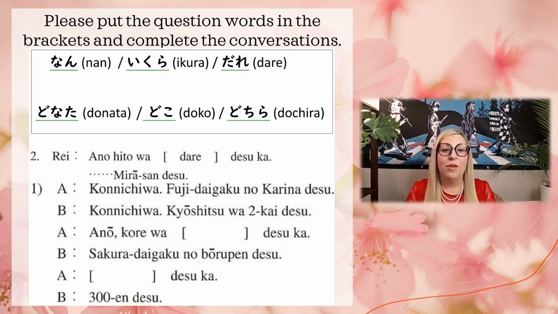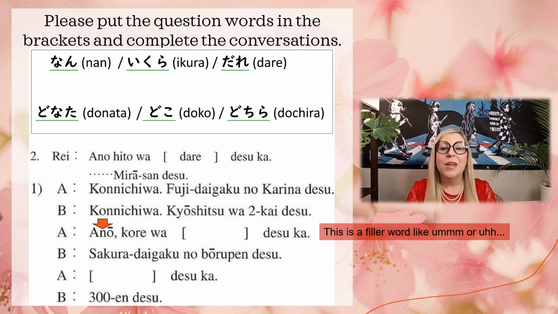Ano, kore wa blank desu ka? So the first thing to note is ano is a filler word, like a little hesitation there. So ano, kore wa nan desu ka? What is this? What is that? And the answer is Sakura Daigaku no boru pen desu, which is a pen from Sakura Daigaku, Sakura University.